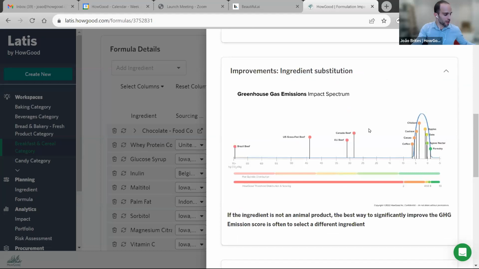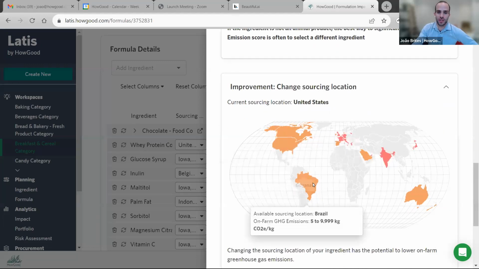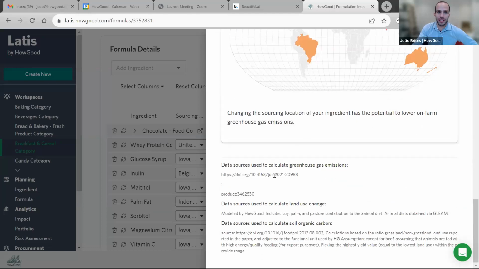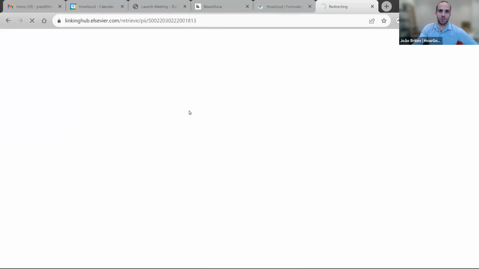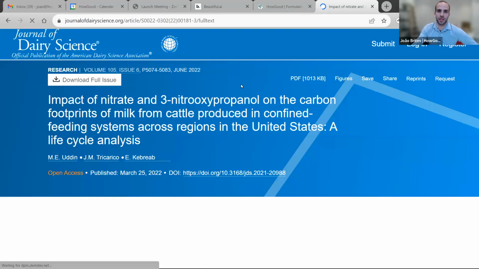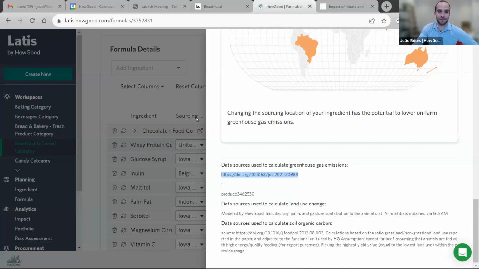You can see where the product falls in terms of the emissions spectrum within the food system. You can see which origins are highest emissions versus lowest emissions. And you can also see the link to specific data sources. So for example, if I copy paste the link here, it will take me to the LCA study that HowGood used to model the emissions factor for whey protein concentrate. And so this transparency into the actual data sources is really important because it's what drives assurance readiness.